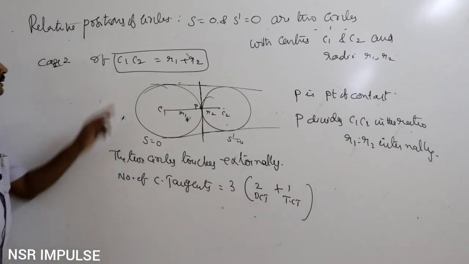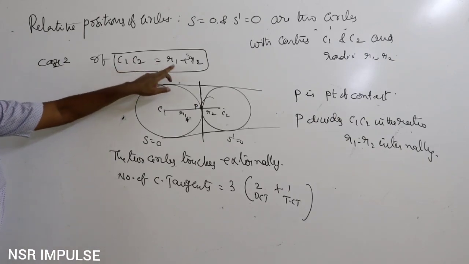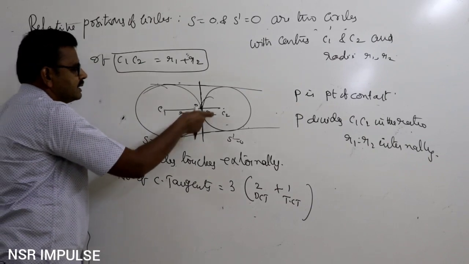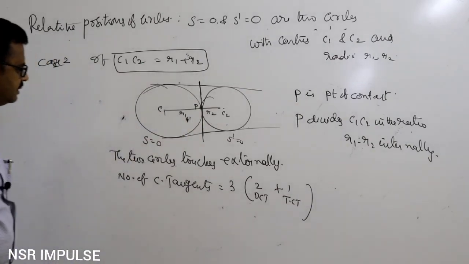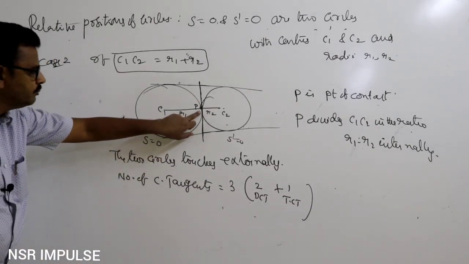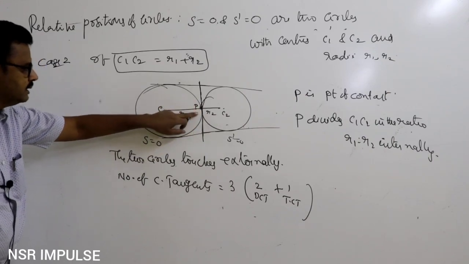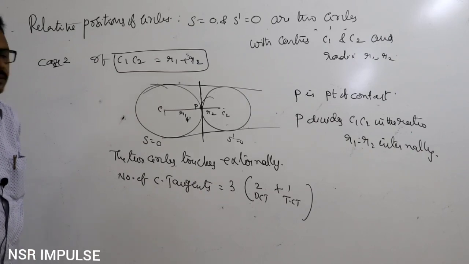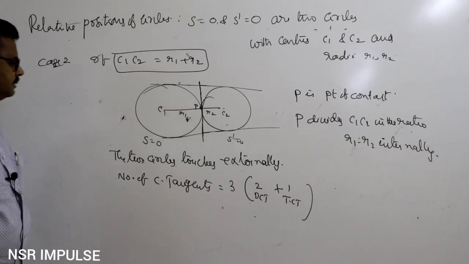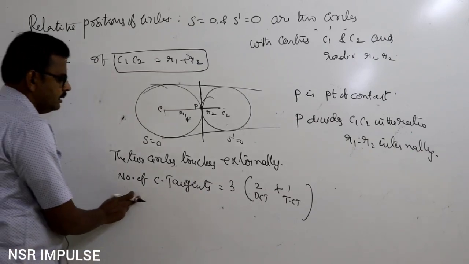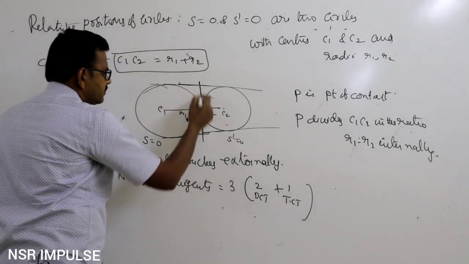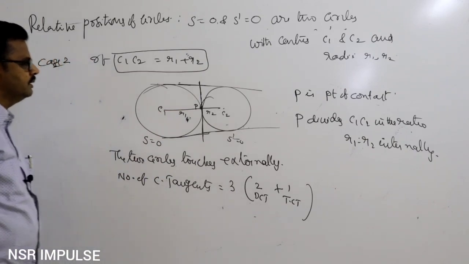So, C1C2 is equal to R1 plus R2. The two circles touch each other externally at the point P, and this is the point of contact. It divides C1C2 in the ratio R1 to R2 internally. In this case, we can draw three common tangents: two direct common tangents and one transverse common tangent.